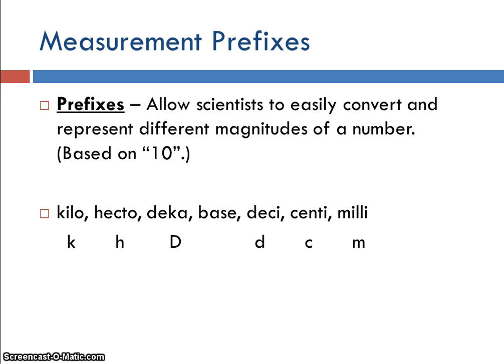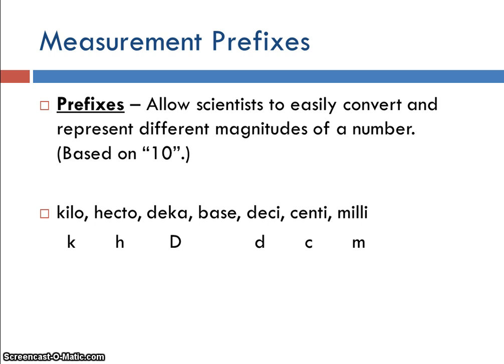Kilo, hecto, deca, then the base unit, deci, centi, and milli. And they do go in order. So for example, a kilometer is much bigger than a millimeter, which is much smaller. So they go in order from largest on the left to smallest on the right.